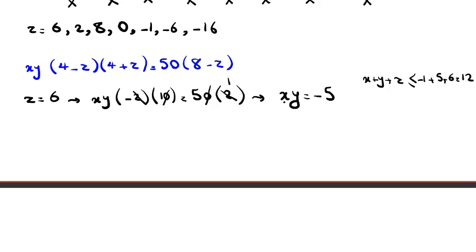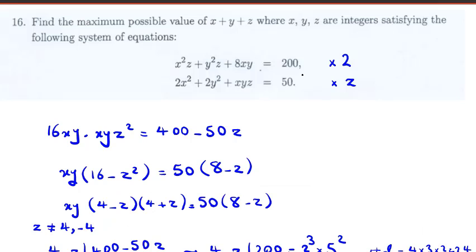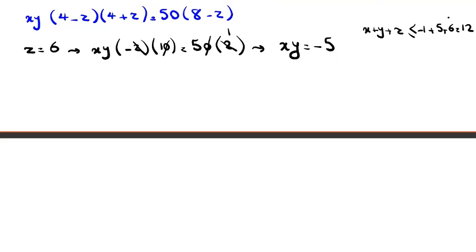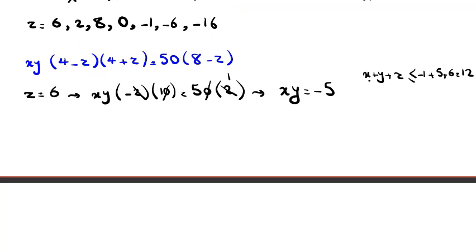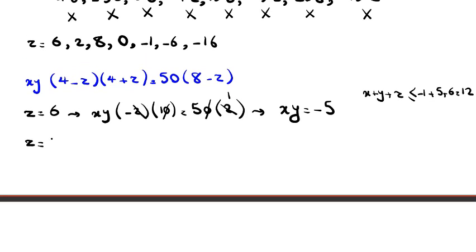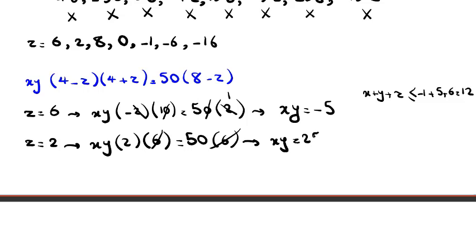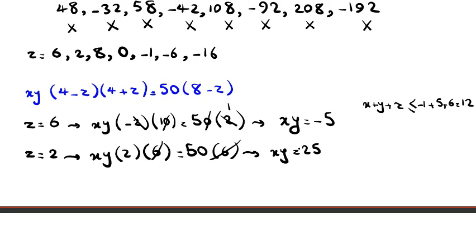Look, we need to check all of them because we want to only find the maximum. I don't check that, for example, whether negative 1 and 5 satisfy these two equations. Because I want to find the maximum, I write all of them and then at the end I check from the maximum number. If the maximum number is satisfied, we don't need to check all numbers. For z equals 6 we have this. For z equals 2, xy, 4 minus z, 4 plus z, 6, it's 58 minus 2, 6. We can cancel these two things. So xy is 25.